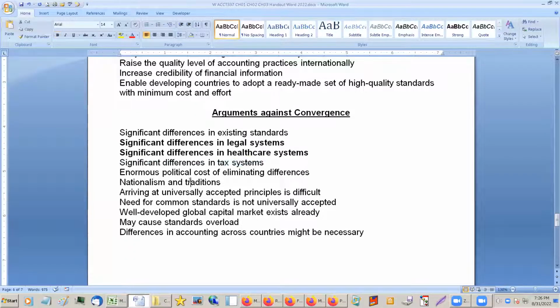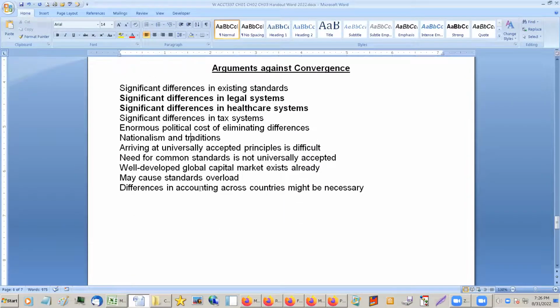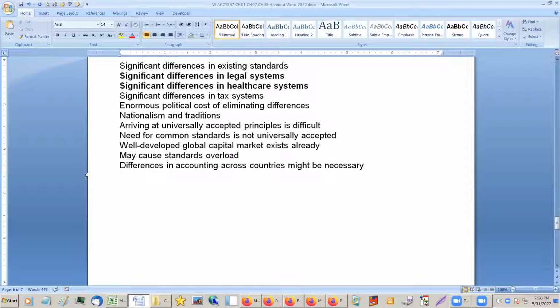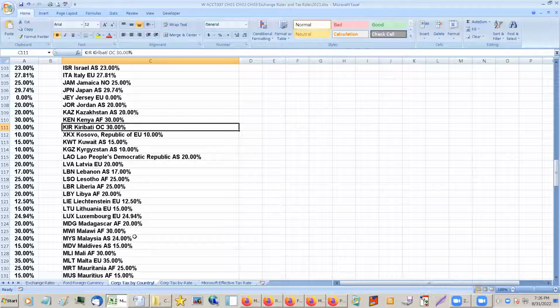Tax systems are different. Let's go back to this handout here. I want to go back here: corporate taxes by country, in this Excel handout.